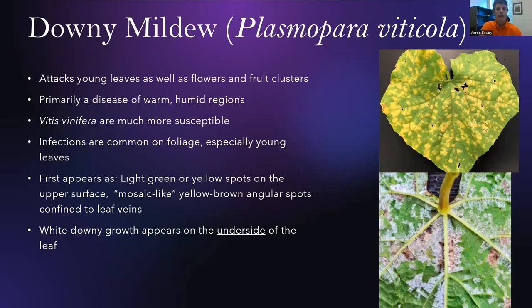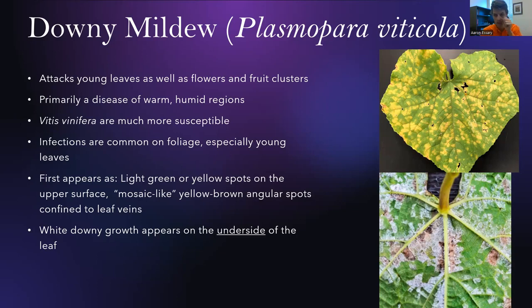Downy mildew. So this is one that does happen as well. This attacks young leaves as well as flowers and fruiting clusters. Primarily a disease for warm, humid regions. So here is a good candidate for downy mildew. Vitis vinifera are much more susceptible than hybrids. You know, Vitis vinifera are totally disease prone. Infections are common on foliage, especially young leaves.